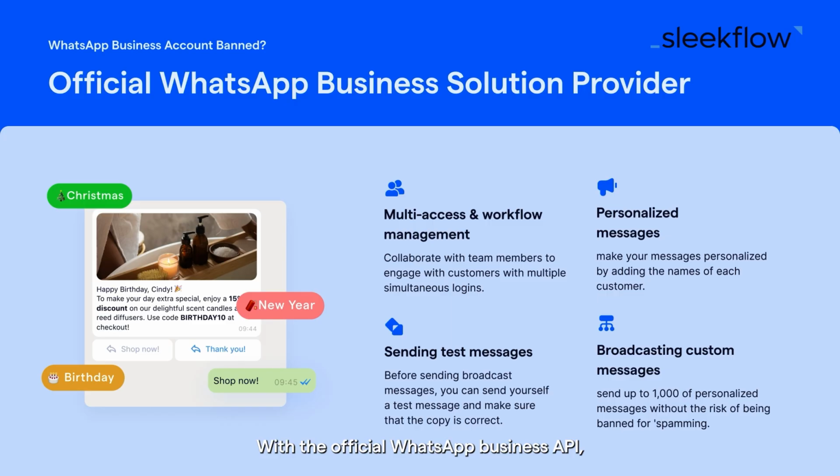4. Broadcasting custom messages. With the official WhatsApp Business API, you can initially send up to thousands of personalized messages without the risk of being banned for spamming, because it's a regulated, official channel. If you send more than 500 messages in the first week, you may qualify to increase your daily limit to 10,000 messages, subject to WhatsApp's approval.